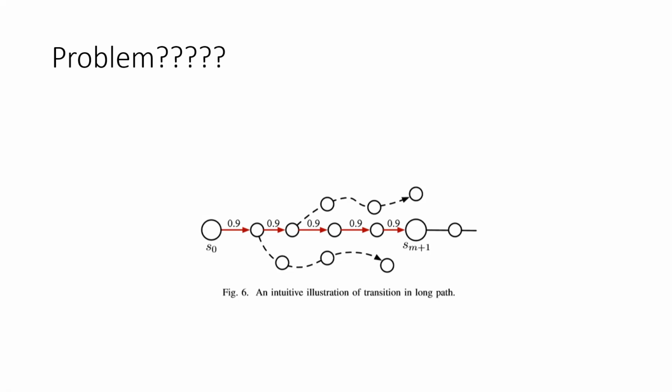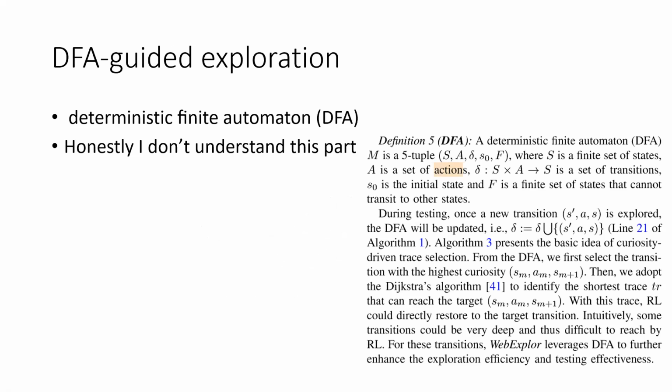I'm sorry, I missed it. Will you please say it again? So on a web page, normally, let's say you have a form with 10 fields. You need to fill in the 10 fields first before you click the submit button. So if you randomly choose an action to do, the probability of filling in 10 fields and then clicking the submit button is very low. Correct? Yes.